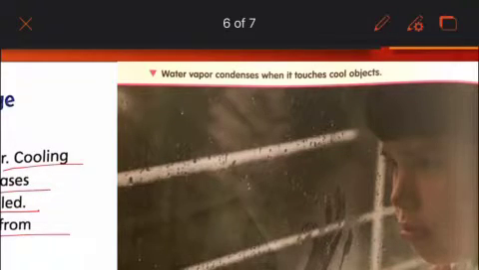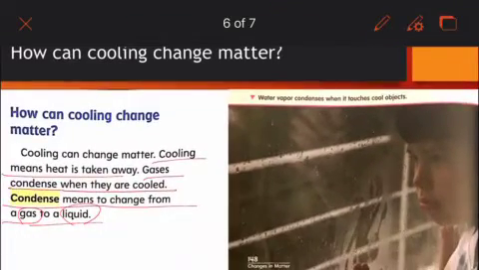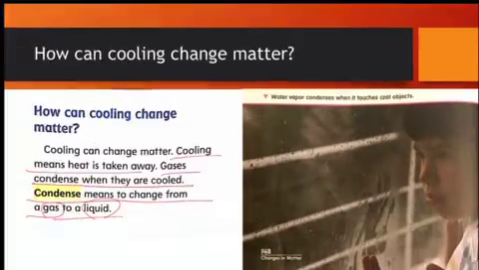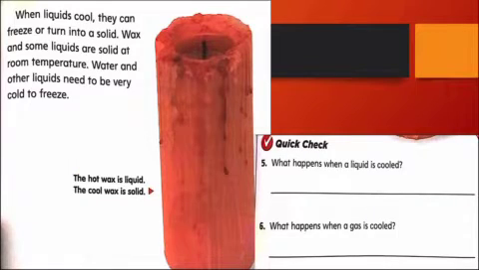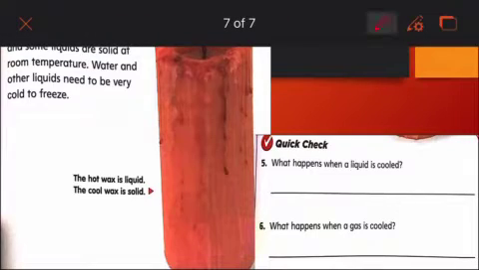All right? Let's move to the other. So here, when liquid cools, they can freeze or turn into a solid. Wax, and some liquids are solid at room temperature. Water and other liquids need to be very cold to freeze. Okay?